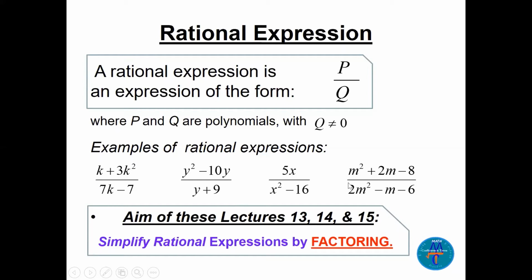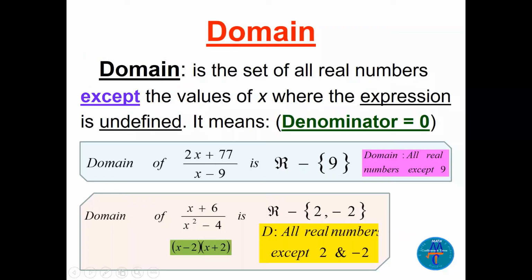So we will have these rational expressions here. We need to simplify them. For sure, the main idea here is to use factoring.